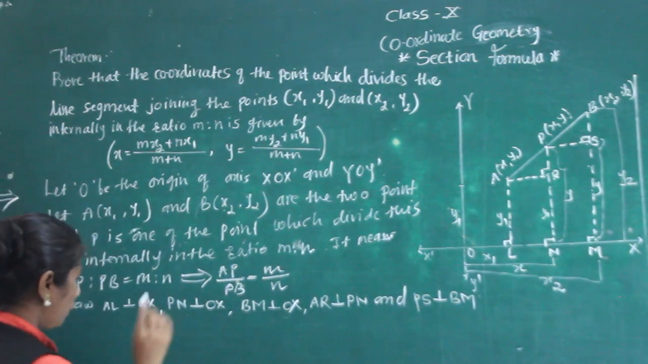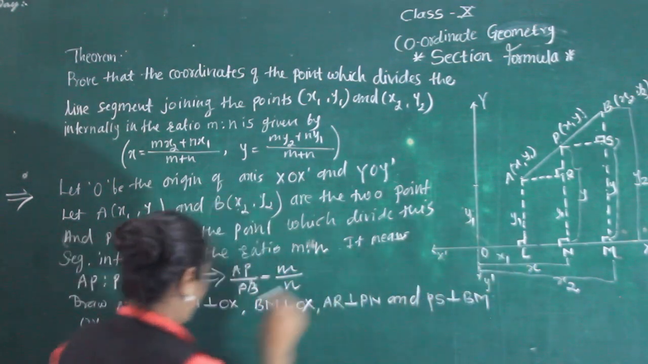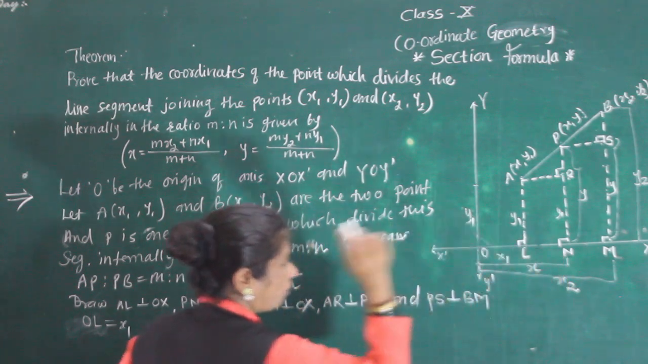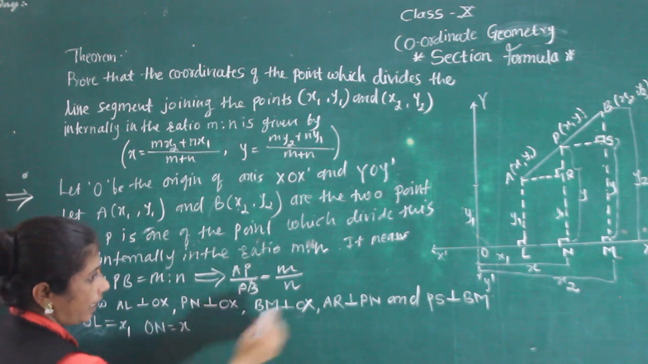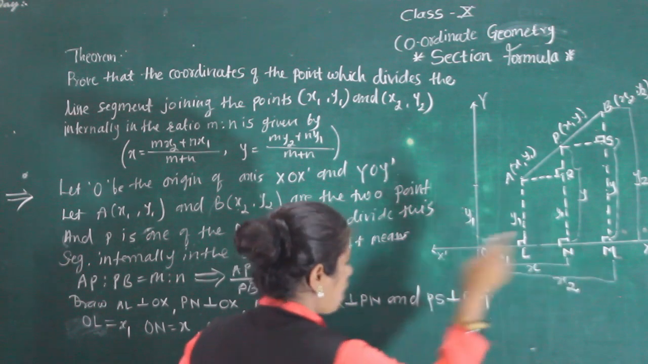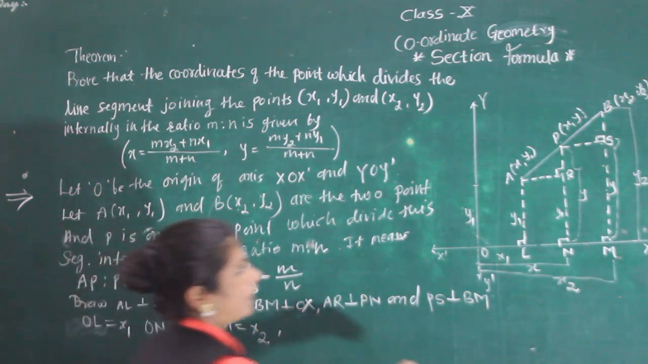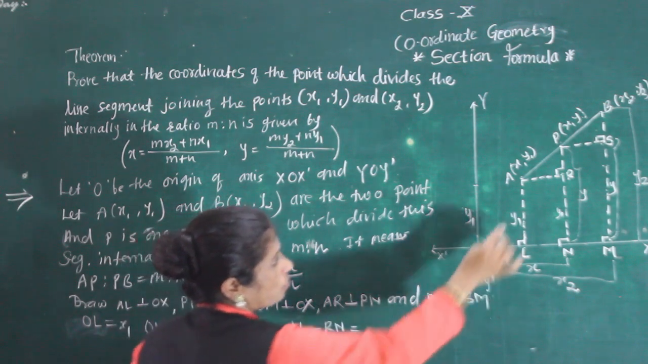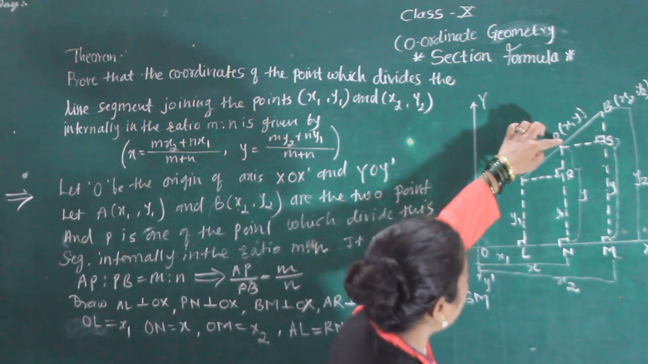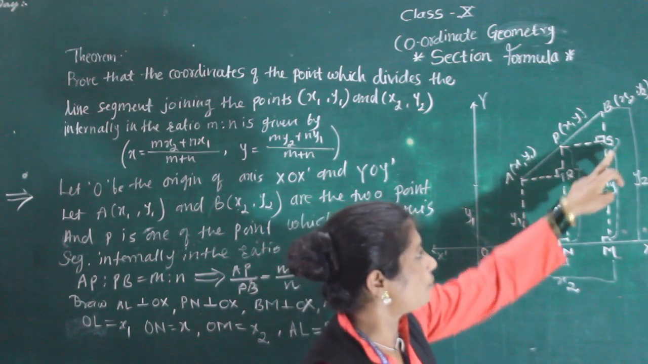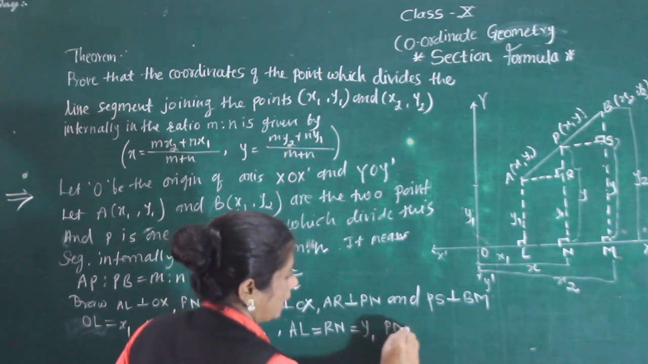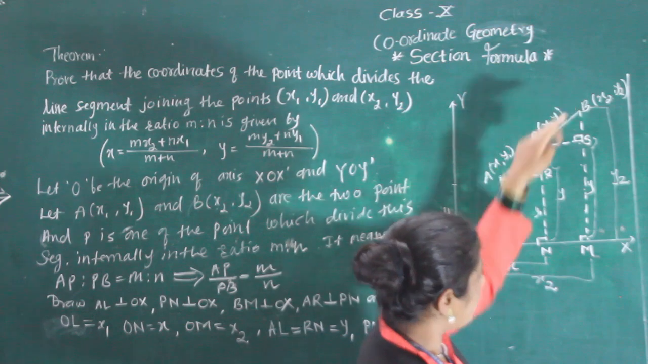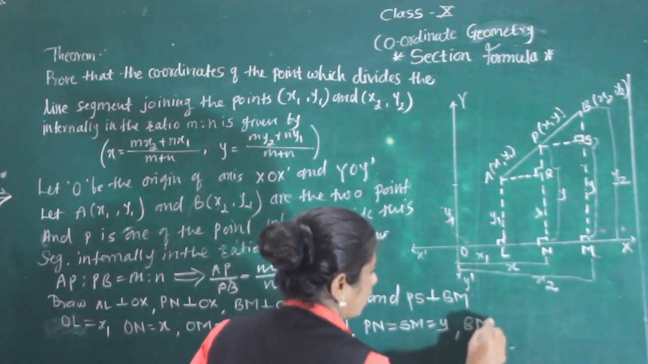Now we will write OL equals X1, correct? Then OM equals X2. And again, AL equals RN equals Y1, right? Then PN equals SN equals Y1. Again, BM, the total distance BM, is Y2, right?